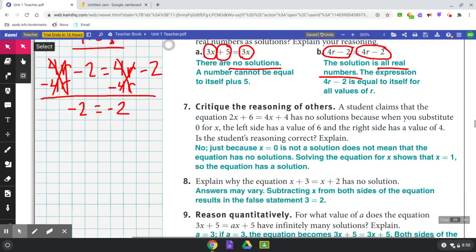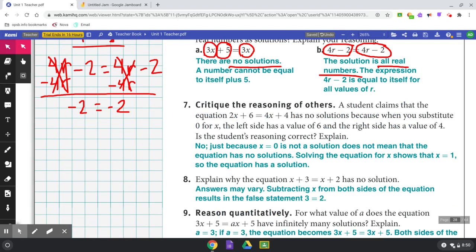Okay, number 7. A student claims that the equation 2x plus 6 equals 4x plus 4 has no solutions because when you substitute in 0 for x, the left side has a value of 6 and the right side has a value of 4. Is the student's reasoning correct? And explain. No, that is not true, because just because x equals 0 is not a solution does not mean that the equation has no solutions. There are infinitely many other values besides 0. When you solve the equation for x, you get that x equals 1 is a solution.